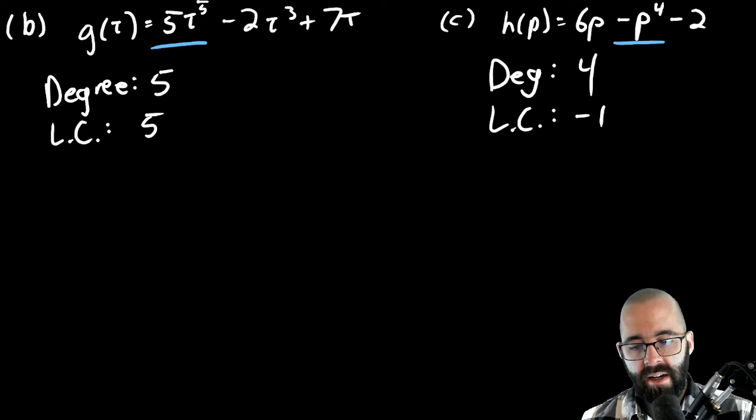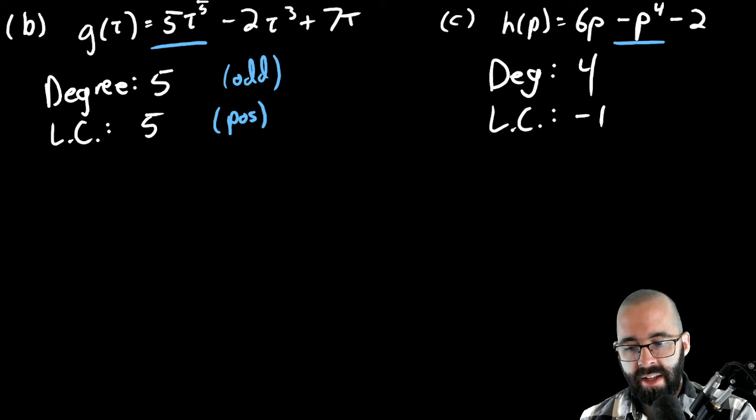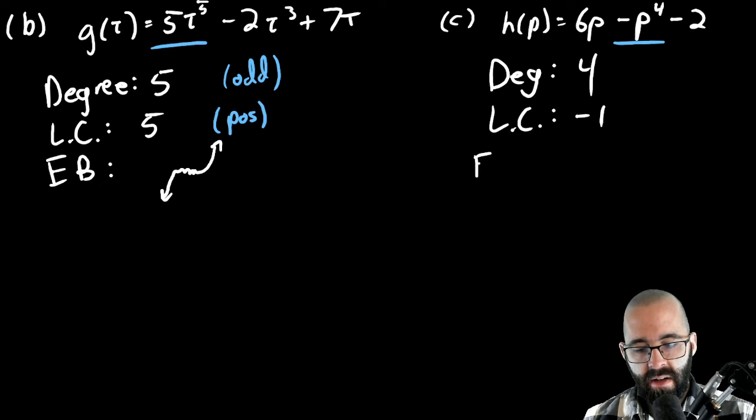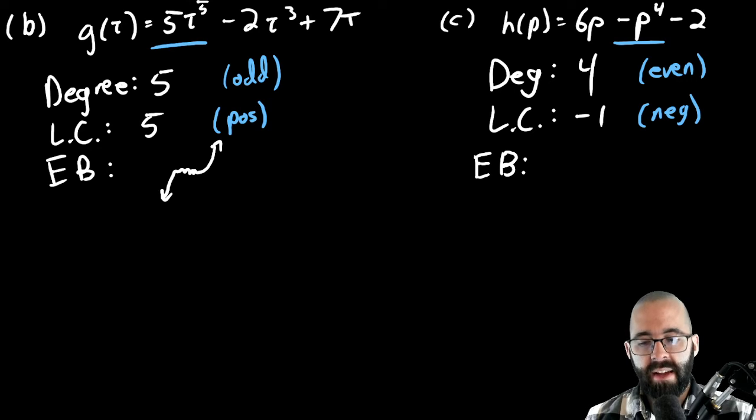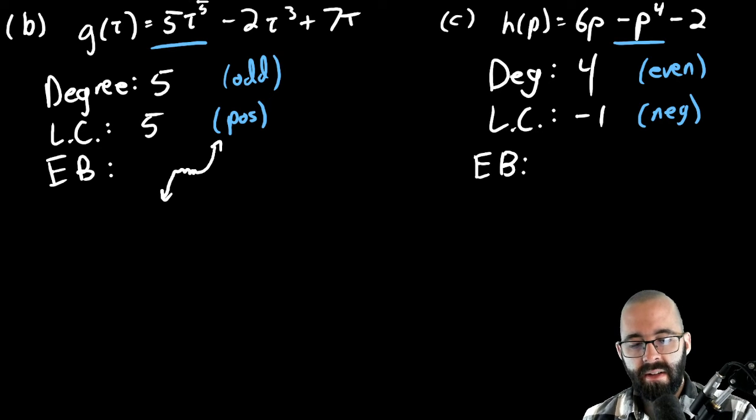and -1 here. So again, here our degree is odd and our leading coefficient's positive. That tells us that our end behavior behaves like a positive cubic. In the second one, our degree is even, and our leading coefficient is negative. That tells us it behaves like a negative parabola.